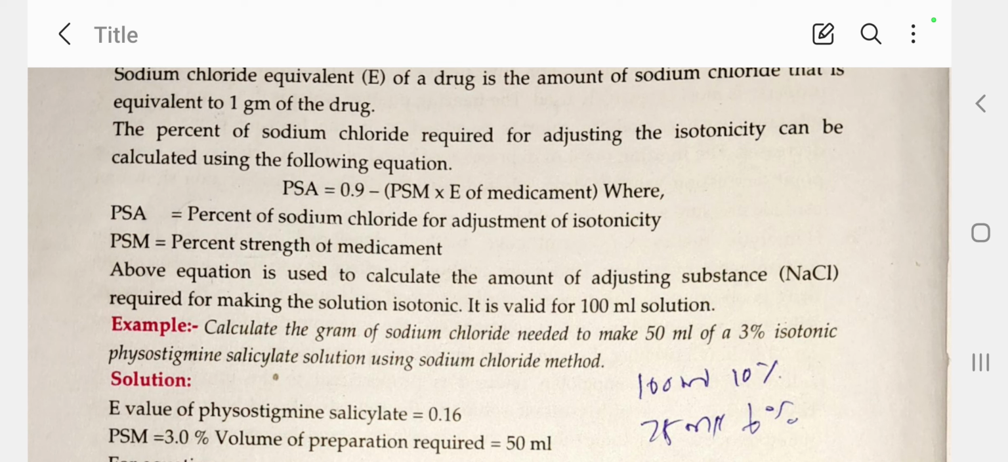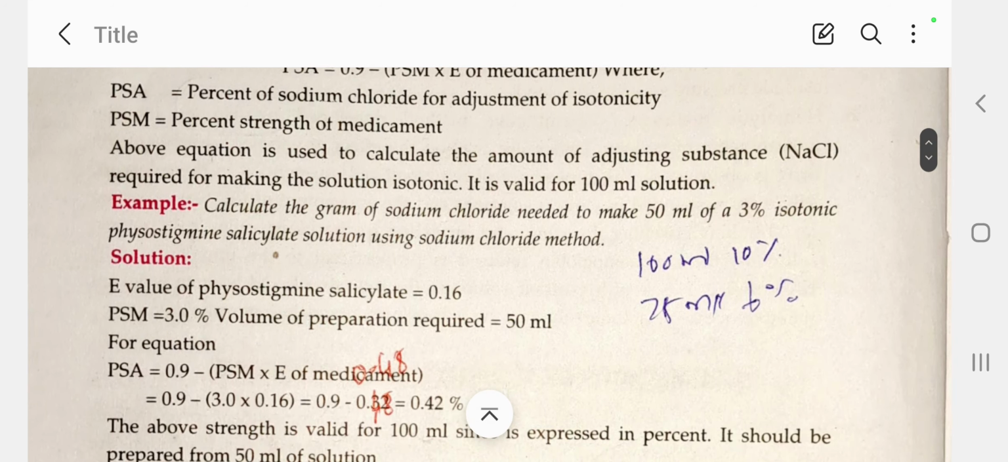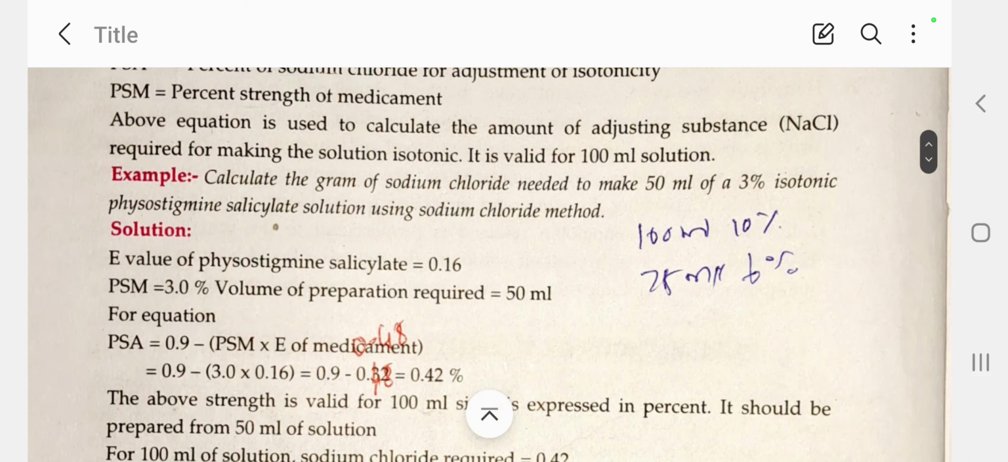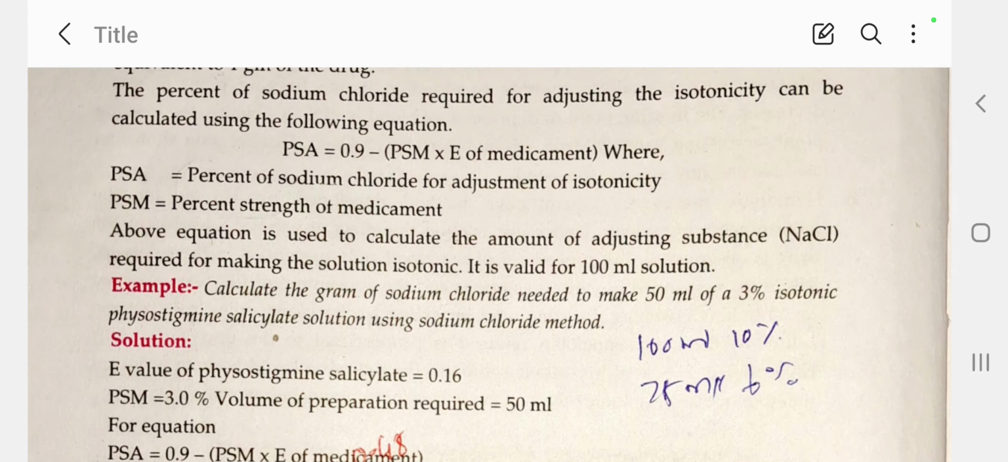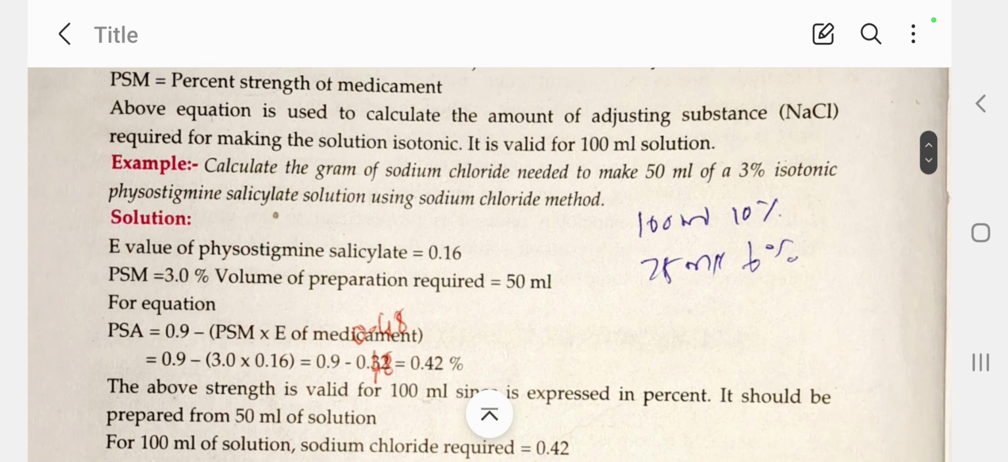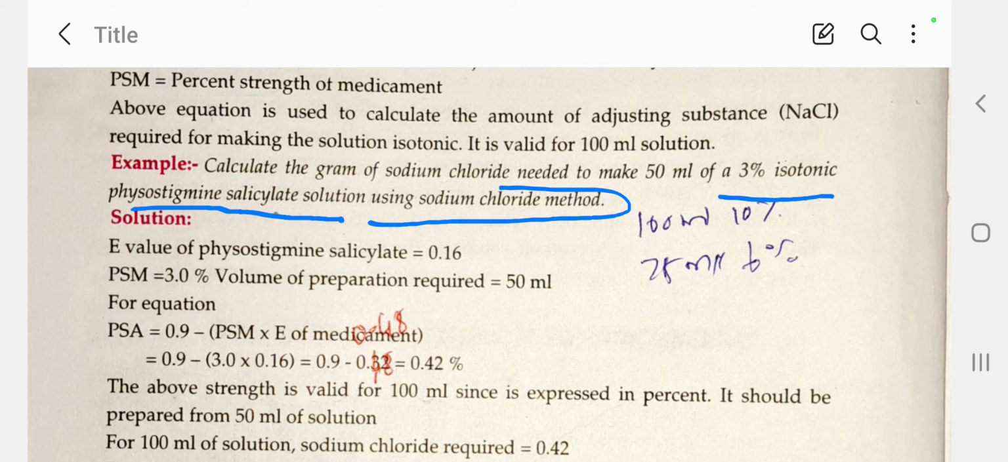Now we'll try the calculation part. Here an example is already given in the books. Calculate the grams of sodium chloride needed. One more thing, the sodium chloride equivalent method is valid for 100 ml of solution. But here in this calculation they are asking to make 50 ml of 3% isotonic physostigmine salicylate solution using the sodium chloride method. Read the calculation carefully.